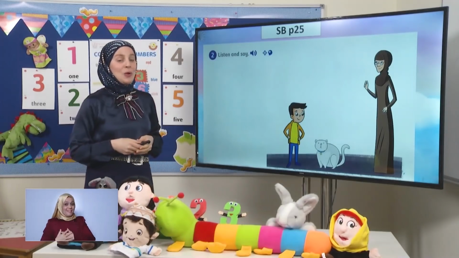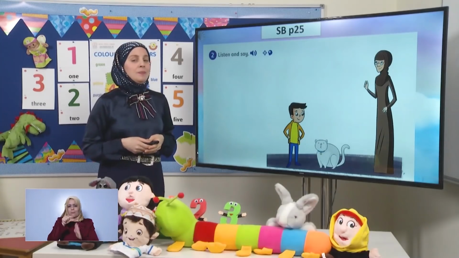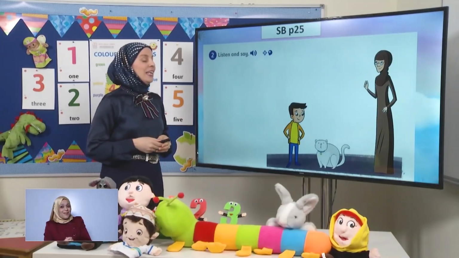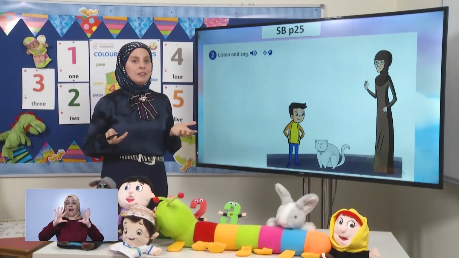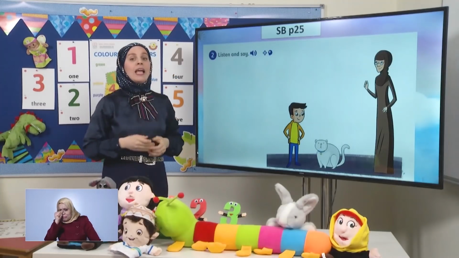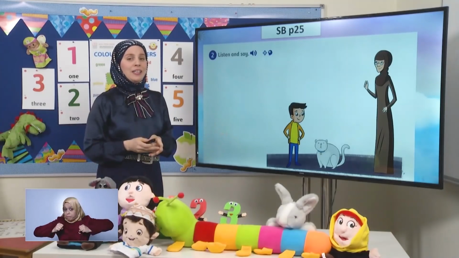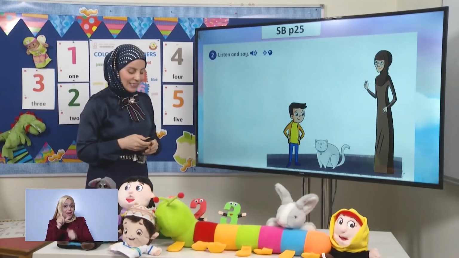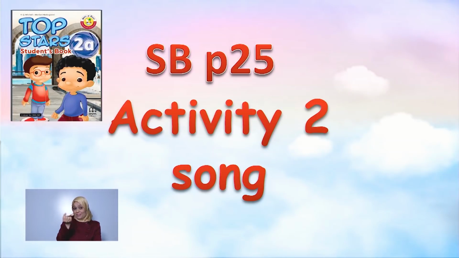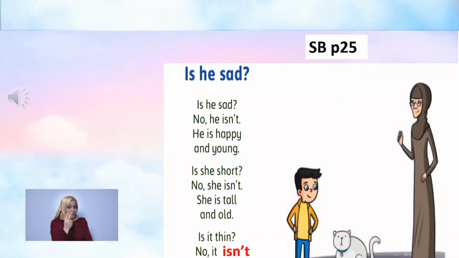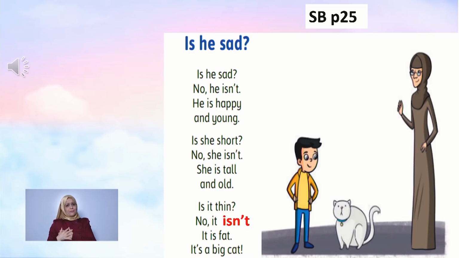Now, my students, what is our song about? Yeah, it's about how we feel, happy or sad, and how we look like. Fat or thin? Excellent, my students. I want you to open your student book, page 25, activity 2. Now, you will listen for the second time, and after listening, I will ask some questions. My students, you can sing with the song.